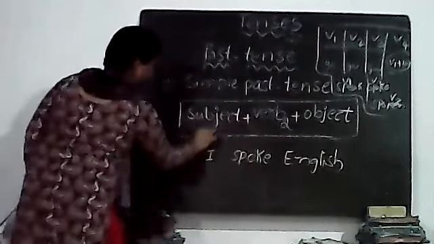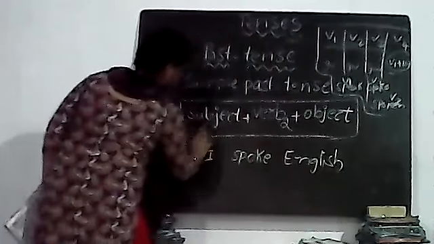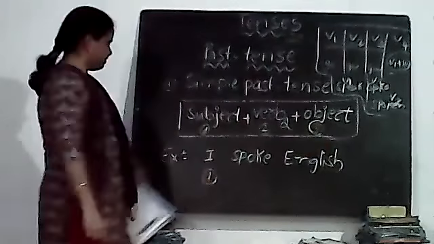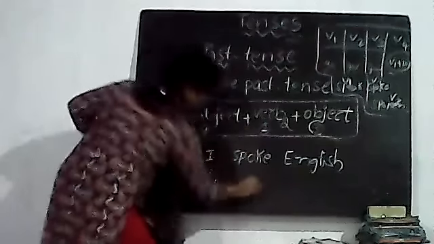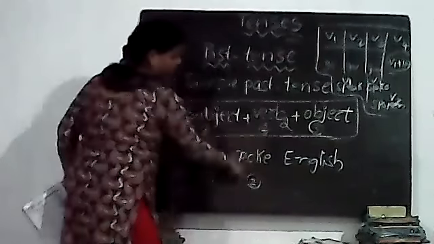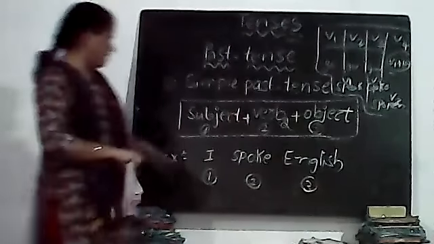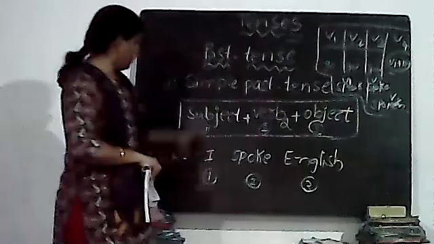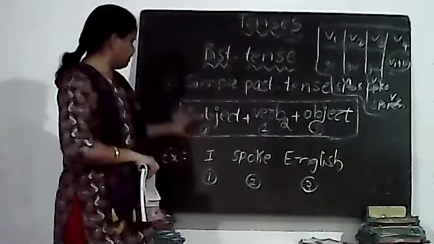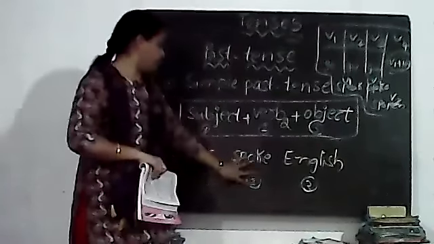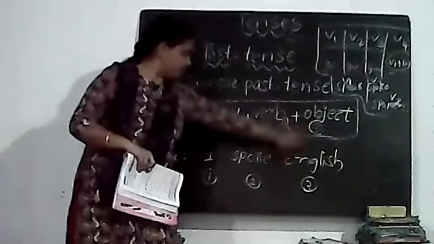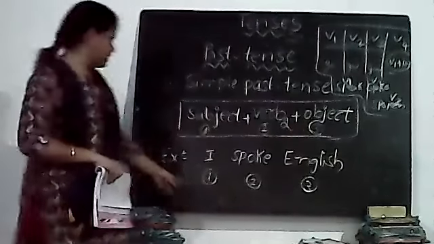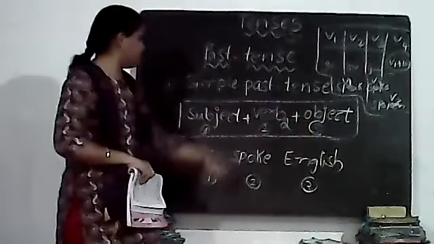So here, subject first. I mentioned the numbers. So first one, I person, this is the subject part. Next one, second, verb part, and then finally third part, object. So three parts are there. So we replace the I person subject, and the verb form goes to spoke, and the object form goes to English. Here three parts we are replacing.